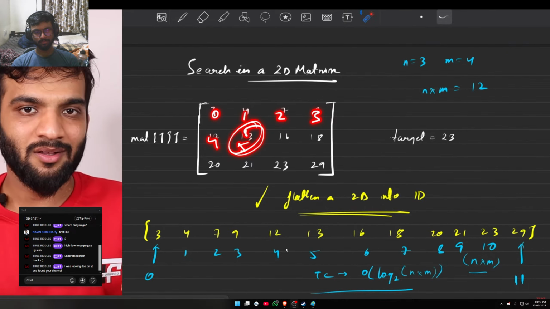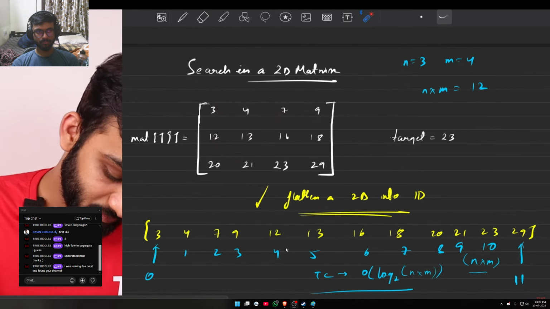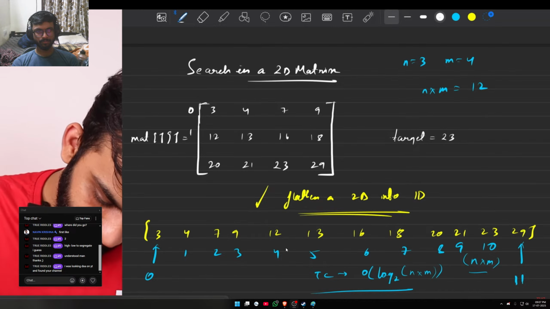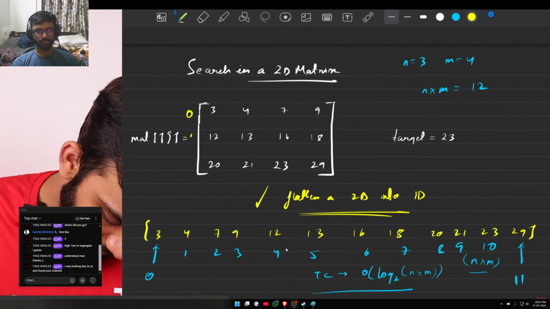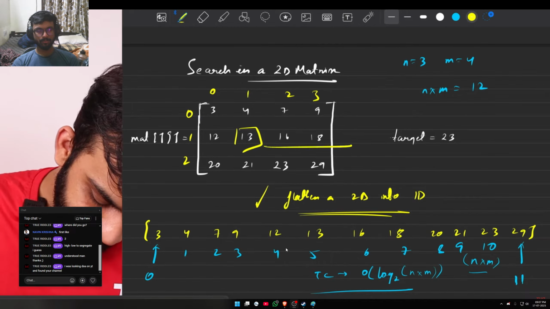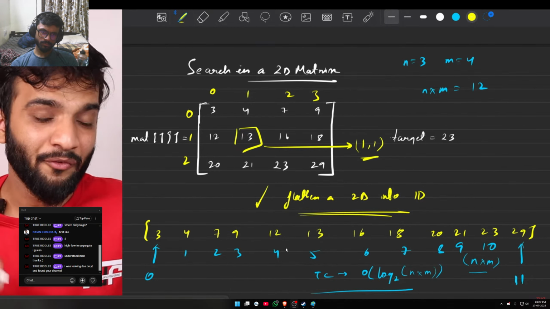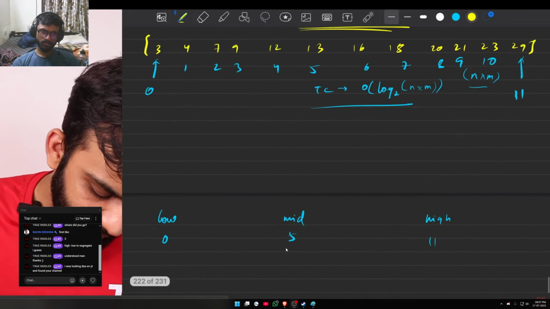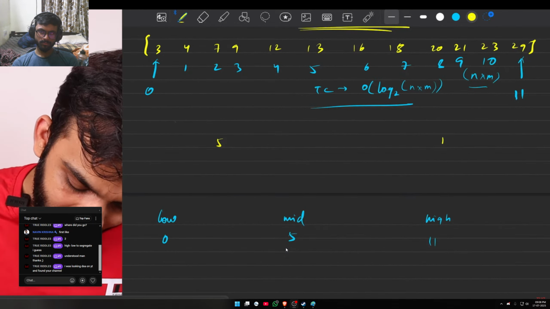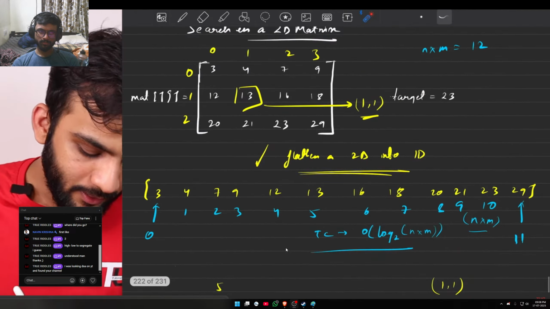So somehow, if you can figure out that this is the fifth index, which is 0, 1, 2, 0, 1, 2, 3, which is basically this one at index 1, 1. If you can figure out this 2D coordinate for index 5, because you are looking for index 5, which is 1, 1, then you know that at 1, 1 there is 13.